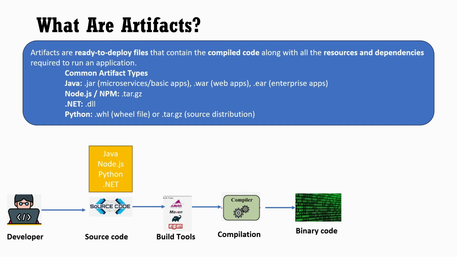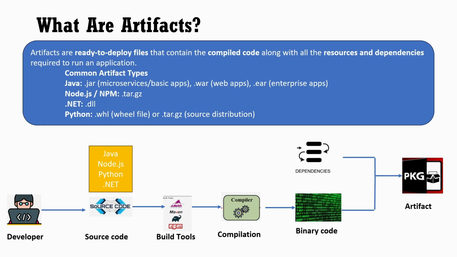Now when that binary code is combined with all necessary libraries, resources needed to run the application and the configuration files, all of these are packaged into a single file. That single packaged file is called an artifact. So artifacts are the final output of your build process and they are ready to deploy.